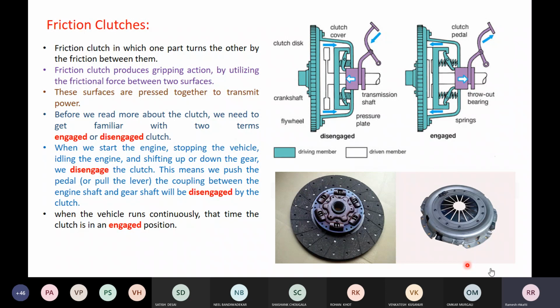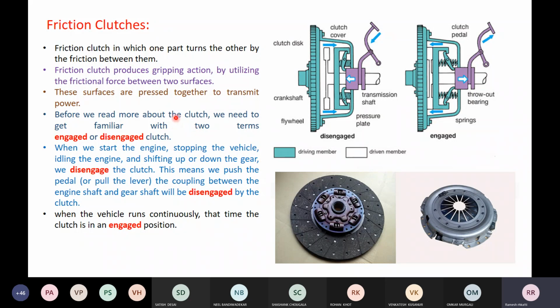One is the single plate clutch and the other one is the multi-plate clutch. The other type is the cone clutch. And in the radial friction clutch, the example is the centrifugal clutch. The centrifugal clutch will come under the radial friction clutch.